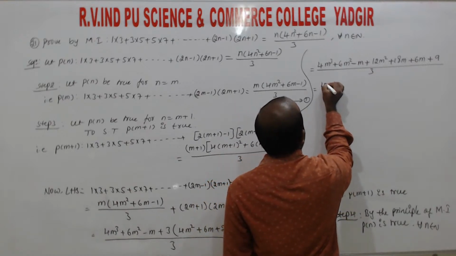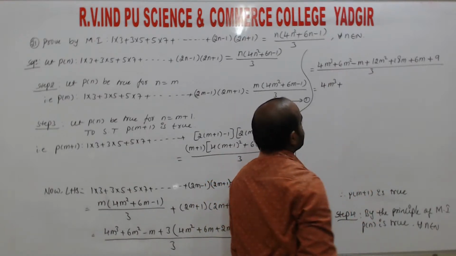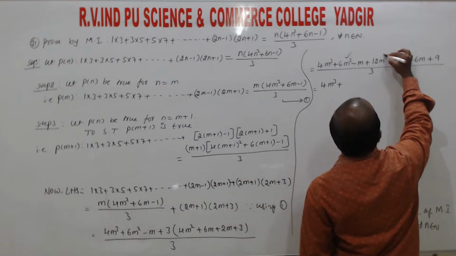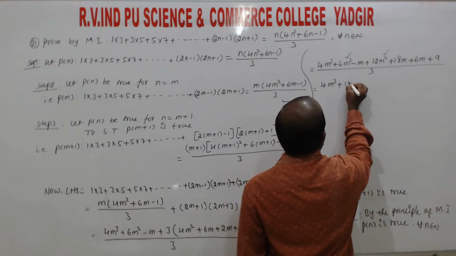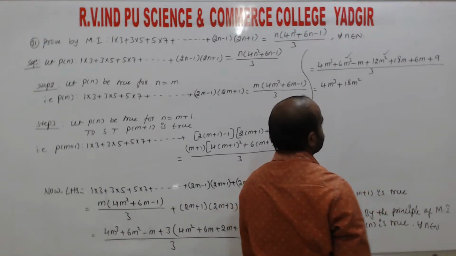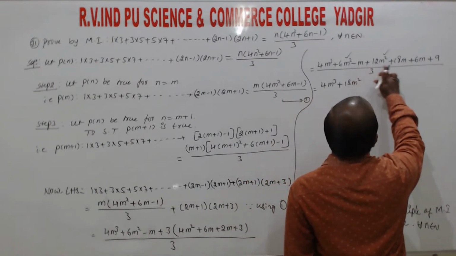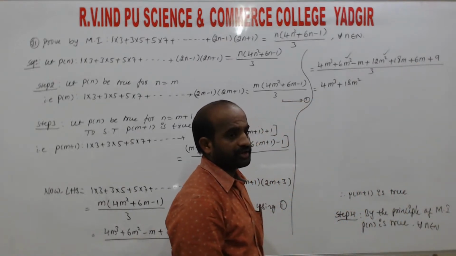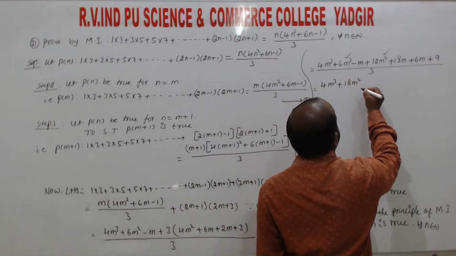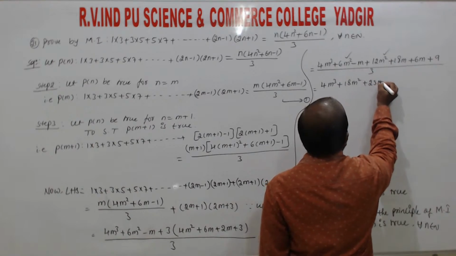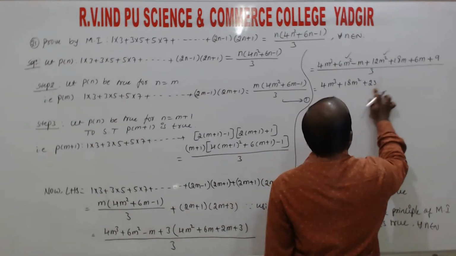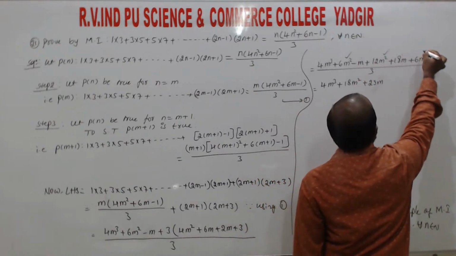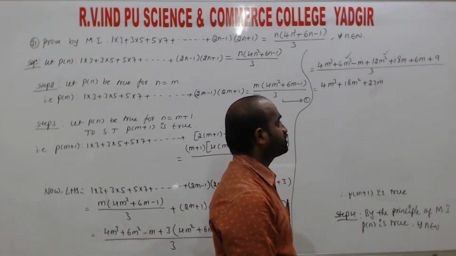Separate. 4m cube. Only one term is there, m cube. Next, 6m square, 12m square, 18m square. Next, minus m, 18m plus 6m. 18m plus 6m is what? 24. 24 minus m, 23m. Okay. Next, only one constant term, 9.